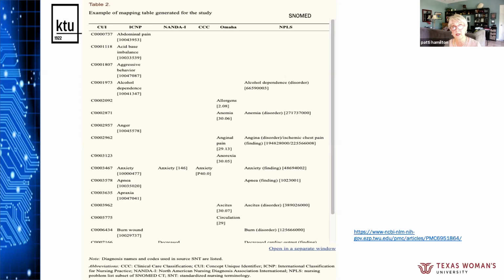So we're in the midst of creating systems, and over time, things that have been generated by these groups may find their way into SNOMED, but at this point in time, these are the ones that will also show up in SNOMED, which is what most electronic health records use.